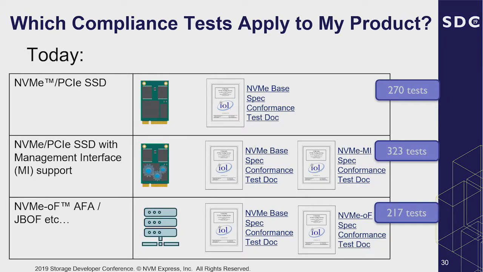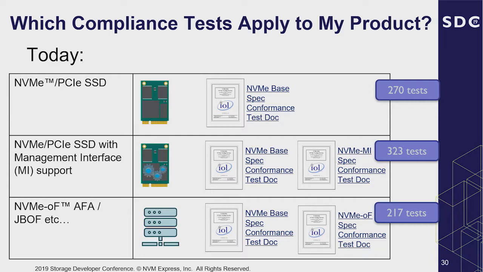So today, if we start on the top row in this diagram, if you have a basic run-of-the-mill NVMe SSD using PCIe as a transport, the test specification you're going to want to look at is the NVMe base spec conformance document. In that document, there's about 270 tests. Now, the ones that apply to your product might be a little less than that depending on feature support, but defined in that document, about 270 tests.